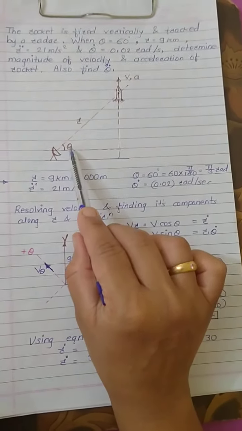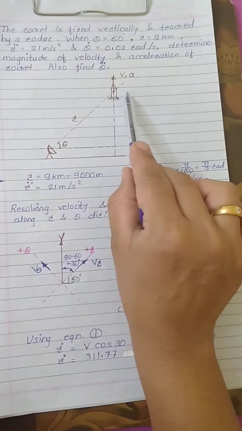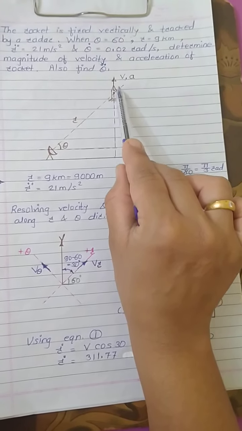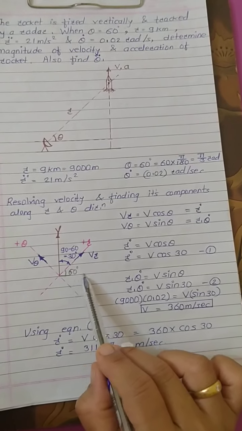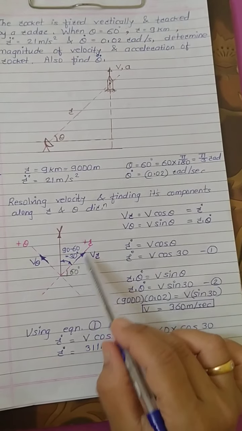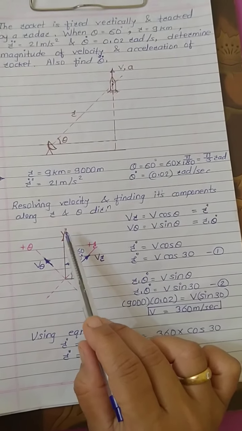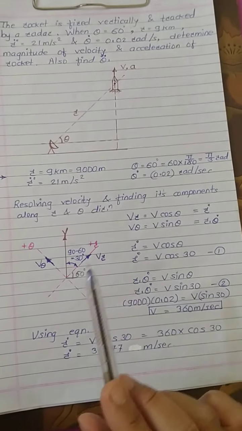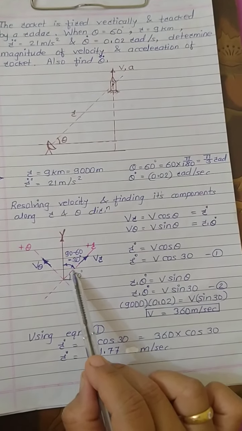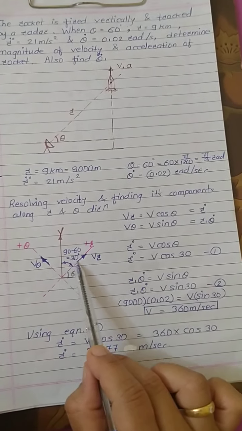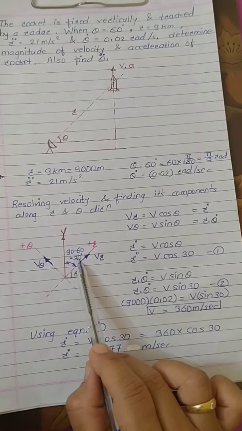Now look, this theta is 60 degrees, with respect to horizontal. So if I plot a horizontal line over here, this r is making an angle of 60 degrees with horizontal. I have shown the same over here. But I want the angle of velocity with respect to the radial axis. So what will be that angle? Look, this is total 90 degrees and this is 60 degrees. So 90 minus 60. So the angle of velocity with respect to the radial axis will be 30 degrees.